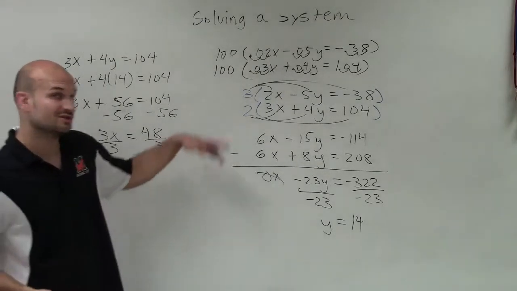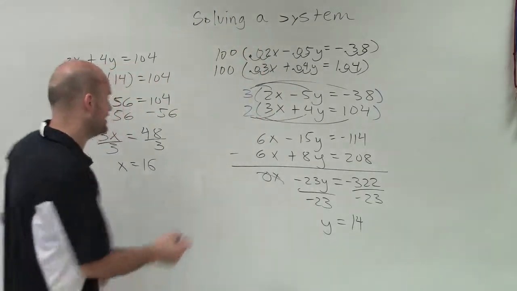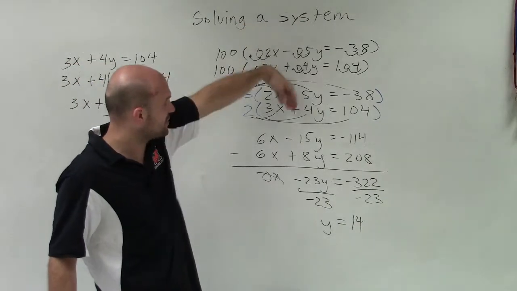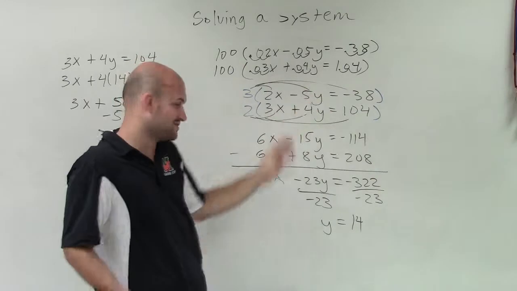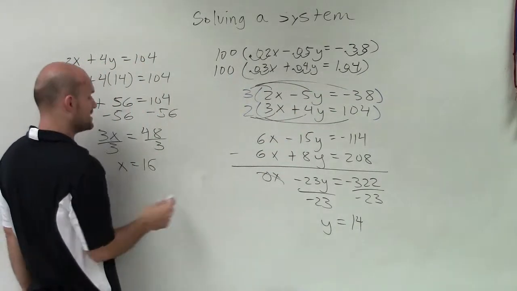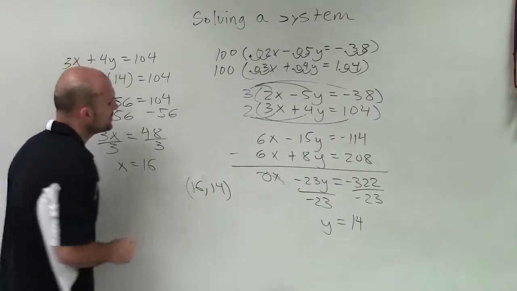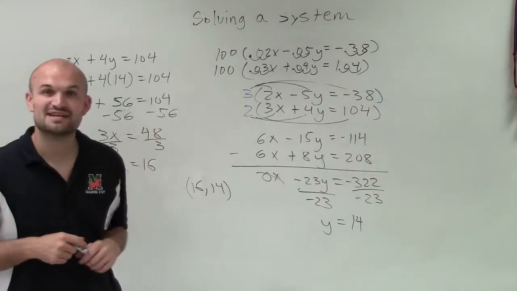Therefore, the solution to this system, even when I have decimal points, is x equals 16, y equals 14. I could have gone through and plugged it back into the other equation and gotten the exact same answer, but I like dealing with integers, so I used that one. Therefore, these two lines cross at the coordinate point (16, 14). So there you go, ladies and gentlemen, that's how you solve a system of equations when you have some decimals. Thanks.